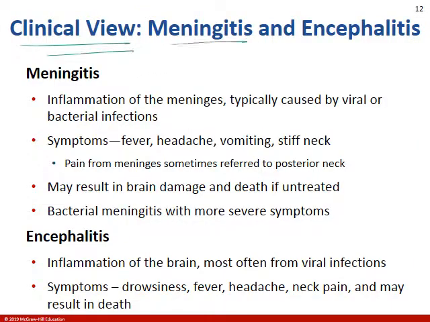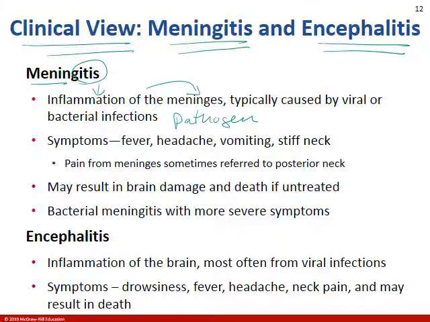Another clinical view for you, meningitis, encephalitis. So the meningitis is the inflammation of the meninges, usually caused by some sort of virus or bacteria. If you just want to say pathogen to encompass everything, that's fine. Symptoms, fever, headache, vomiting, stiff neck, may result in brain damage or death if left untreated. So imagine if you have inflammation and swelling, it could put pressure on brain tissue. Brain tissue cannot regenerate. This particular meningitis could be affecting the area of your brain that controls breathing. So that would be a serious problem, right?